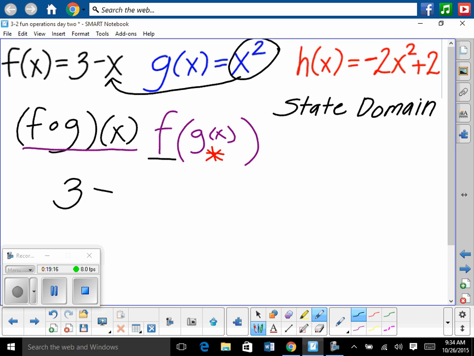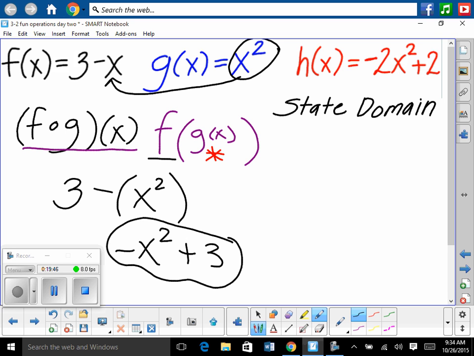So what are we going to have? 3 minus x squared. Does everybody see how we're substituting in x squared wherever there's an x? So now we have 3 minus x squared. Okay, let's combine like terms. We just did f of g of x. Those aren't like terms, but let's put it in standard form. So that would be negative x squared plus 3. So this would be our answer.